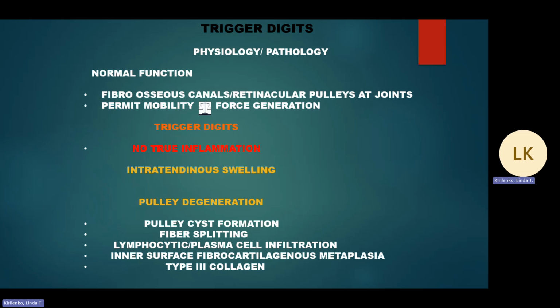Some of the pathologic changes you can see in the pulley include cyst formation, splitting of the fibers, lymphocytic or plasma cell infiltrate, inner surface fibrocartilaginous metaplasia, as just mentioned, and an increase in the percentage of type 3 collagen.